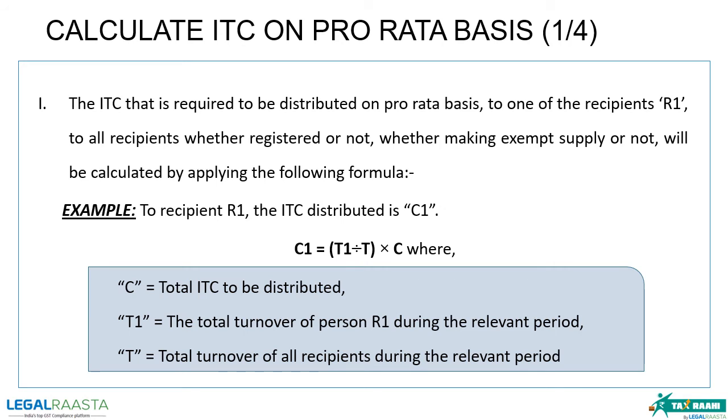C1 equals T1 divided by T into C, where C is the total ITC distributed, T1 is the total turnover of one recipient, and T is the total turnover of all the recipients.